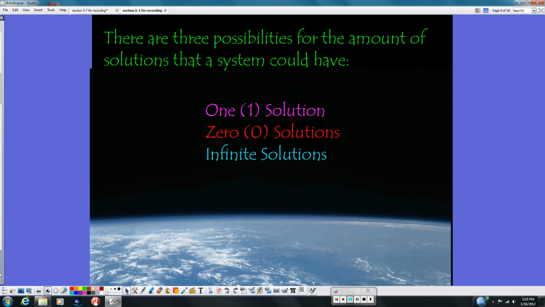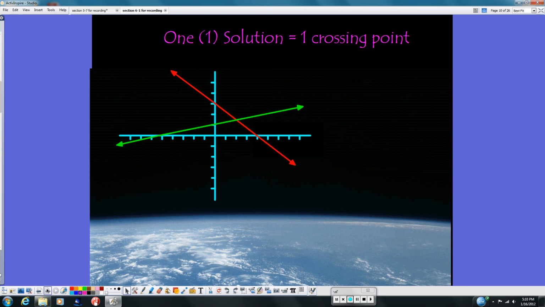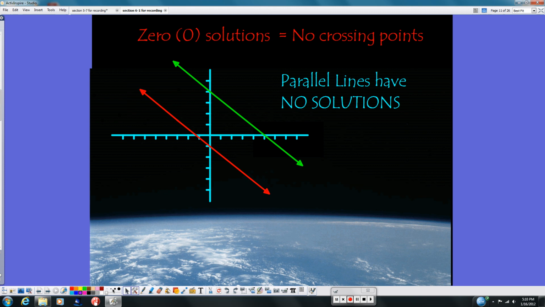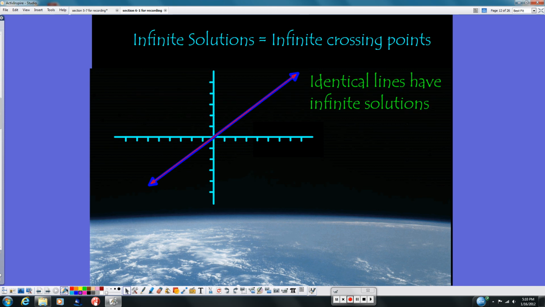So we have three possibilities for the amount of solutions that a system could have. We can have one solution, we could have zero solutions, or we could have an infinite number of solutions. One solution would look something like this. You would graph your two lines and they intersect here at one point. That would mean you'd have one solution. No solution would look like this. These two lines are never going to cross. So therefore, there's no solutions. They're parallel lines. They have no crossing point.